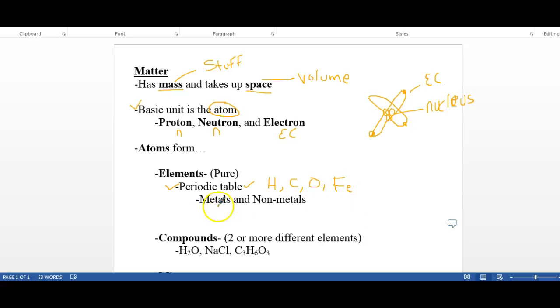And these are divided up into metals and nonmetals. Metals have specific characteristics, conduct electricity, exist as a solid, so on. Nonmetals don't conduct electricity very well, usually gases, and so on. But you can take the periodic table and divide it into two main types, metals and nonmetals. And there's some other ones mixed in there, metalloids and so on, but really it's metals and nonmetals. But these are pure, and this means only one type of atom.